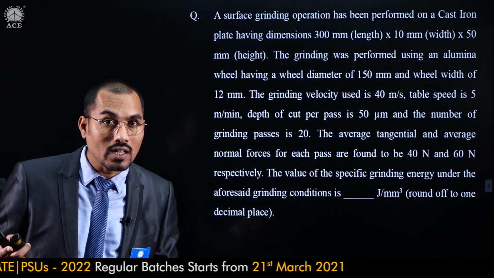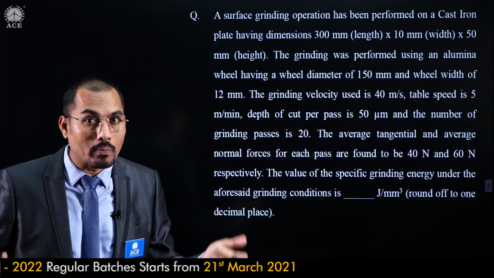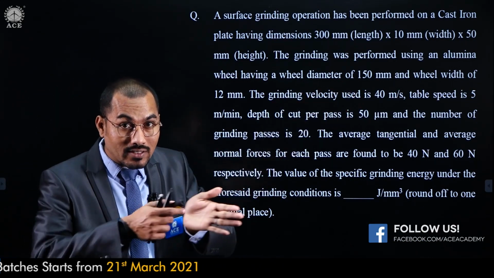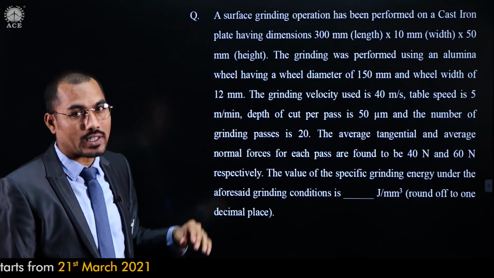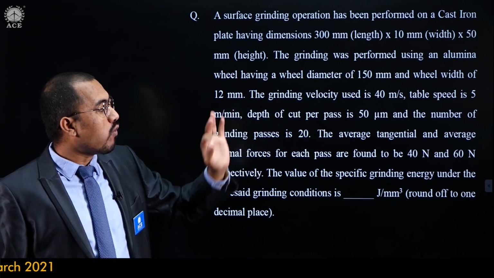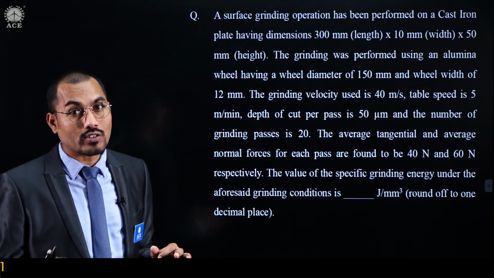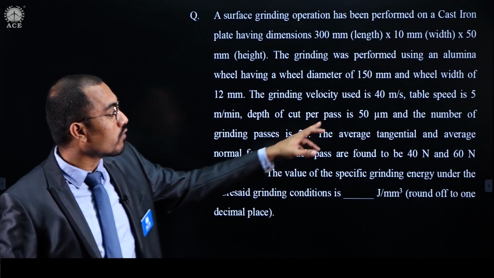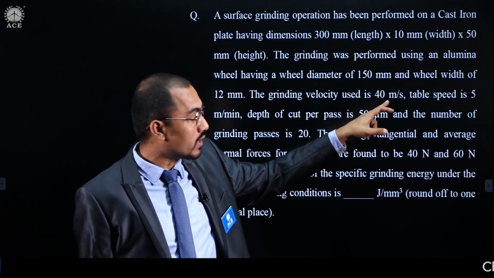So whichever wheel we are using to perform the grinding operation, that wheel has a diameter of 150 millimeter, as well as the width of the wheel is 12 millimeter. The grinding velocity used is 40 meter per second. This is the velocity by which grinding takes place. That means the wheel is rotating with a surface velocity of 40 meter per second. That is what grinding velocity is.